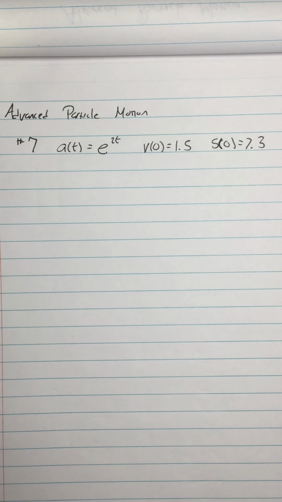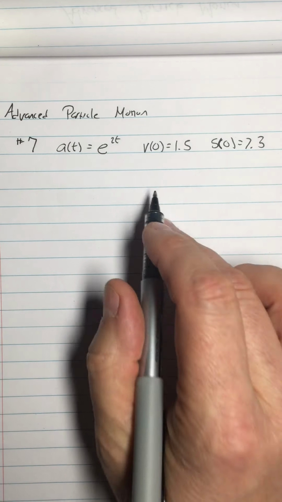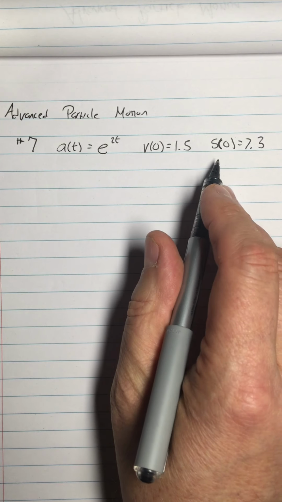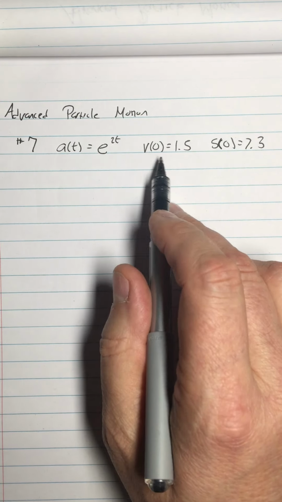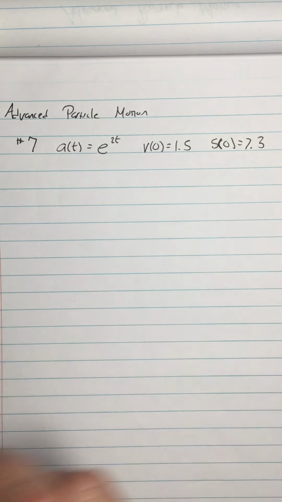All right, but those 2 pieces of information could be for anywhere. It could be v of 0 and s of 0. It could be v of 5 and s of 3. So all we need to know is the velocity and the position at any 2 times, and then we can determine the position and velocity functions for all time. You could also do this with just 2 different position pieces of information. That happens in number 8.